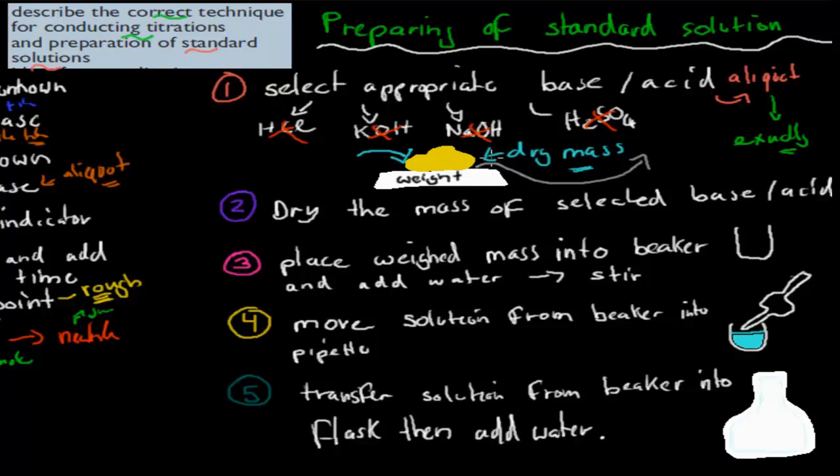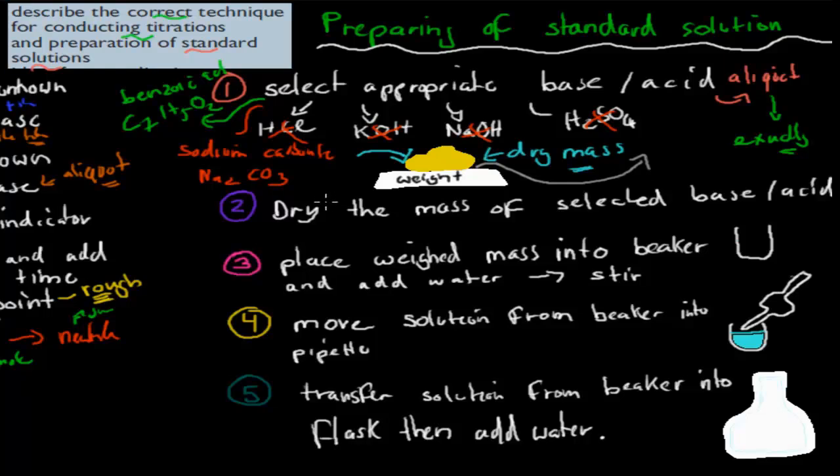Instead of using these, the appropriate ones we should use are, for example, sodium carbonate for our base. So sodium carbonate is a good base to use. A standard base. It's quite accurate. And the formula is Na2CO3. And a good acid to use would be, for example, benzoic acid. Benzoic acid. And that would be C7H5O2. And these are examples where this doesn't happen. Whereas when we weigh it, we get the accurate result, right?